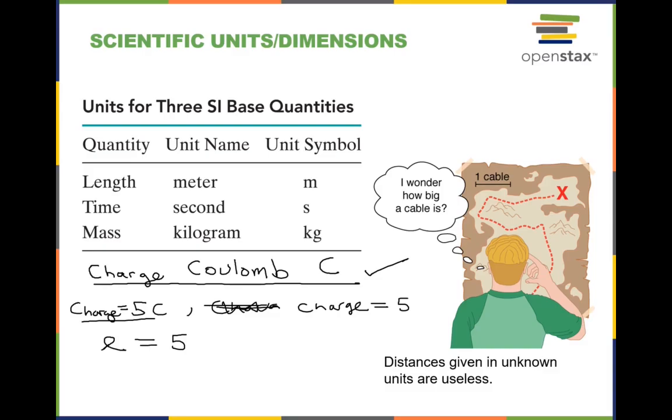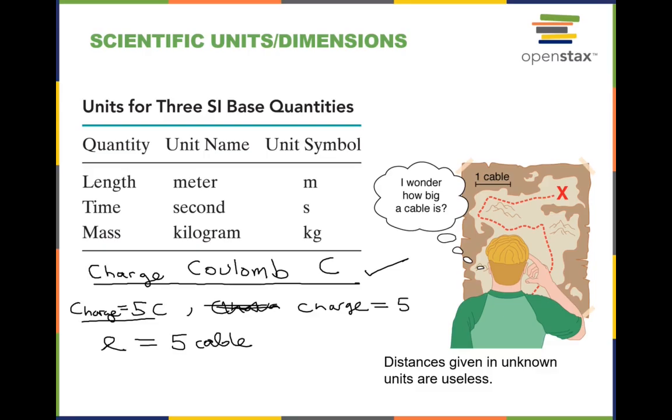And if you tell him, okay, it's 5, he doesn't know what that means. You go, well, this is 5 cobble. 5 cobble. And he's like, I wonder how big a cobble is. And let's suppose cobble is not even a unit of length. Distances given in unknown units are useless. That's what the sentence says right here. Well, I guess that's true. If he says 5 cobble, and he doesn't even know what a cobble is, that's useless.